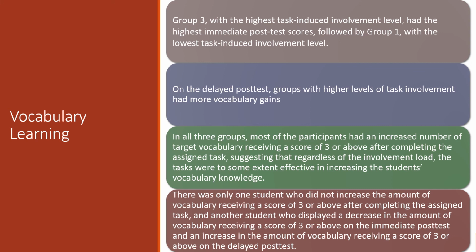The sample size was not large enough to have any relevant statistics, but from the limited group that we had, group 3 had the highest task involvement level and it had the highest immediate post-test gains, followed by group 1 with the lowest task-induced involvement level. On the delayed post-test, the groups with higher levels of task involvement displayed more vocabulary gains, which is what would have been expected. And again, just keep in mind these are very small sample sizes.